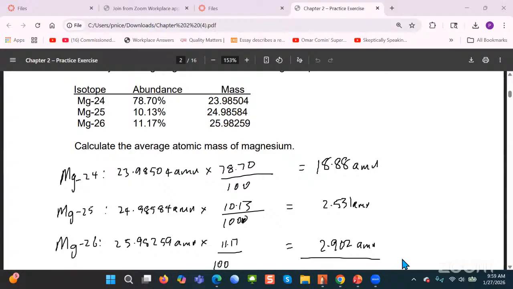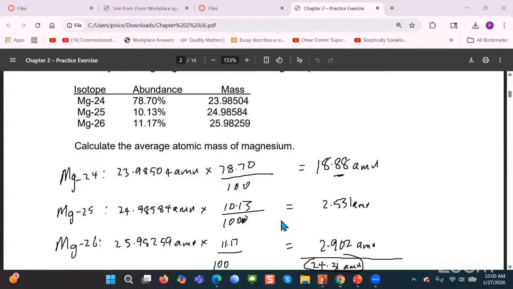And then what we do is add this up. We're going to add 18.88 plus 2.53 plus 2.902. Since we're adding, we have to round off according to the lowest number of decimal places, which will be 2. So the final answer here is going to be 24.31 AMU. And that is what the question is asking for.